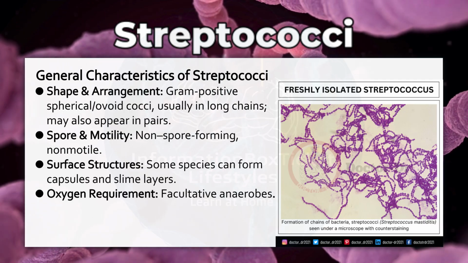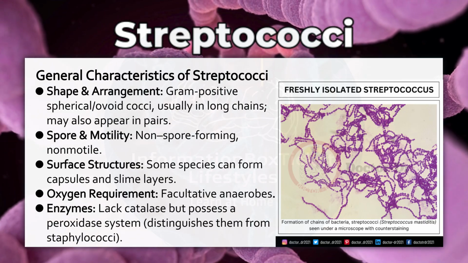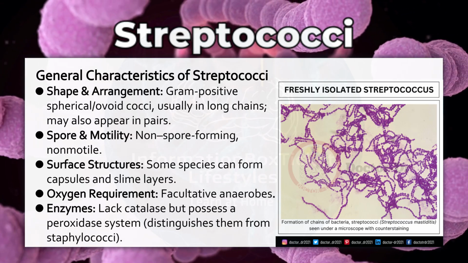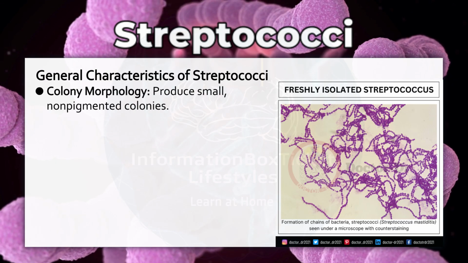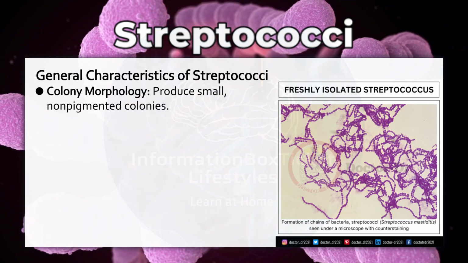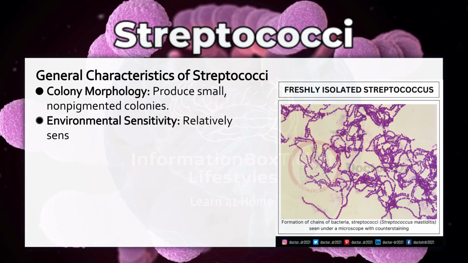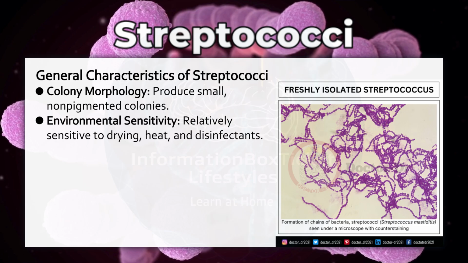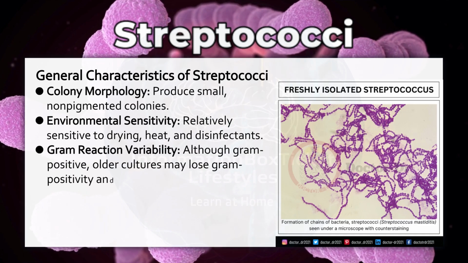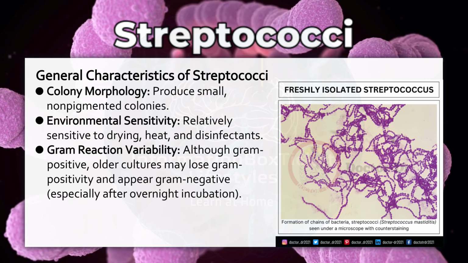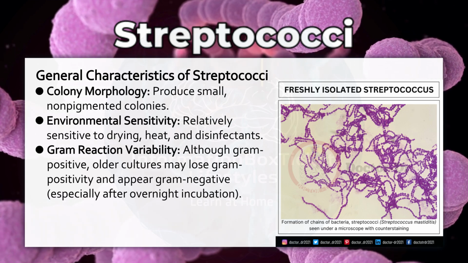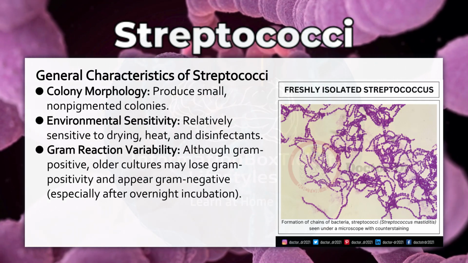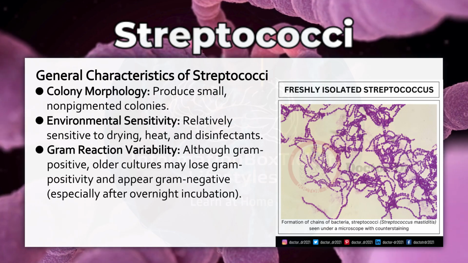Oxygen requirement: facultative anaerobes. Enzymes: lack catalase, but possess a peroxidase system, which distinguishes them from Staphylococci. Colony morphology: produce small, non-pigmented colonies. Environmental sensitivity: relatively sensitive to drying, heat, and disinfectants. Gram reaction variability: although Gram-positive, older cultures may lose Gram positivity and appear Gram-negative, especially after overnight incubation.